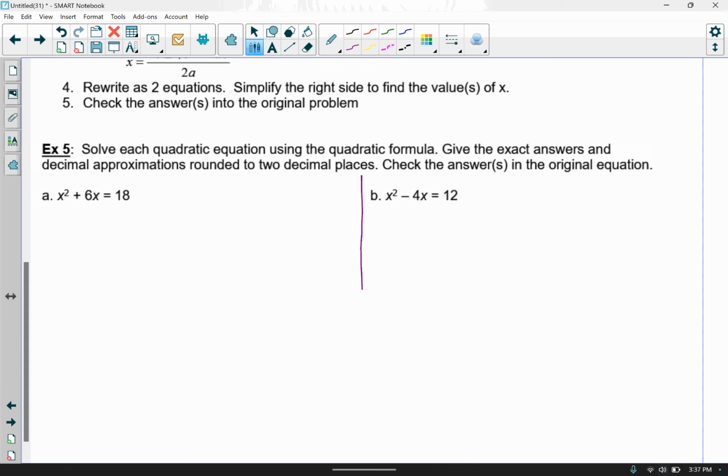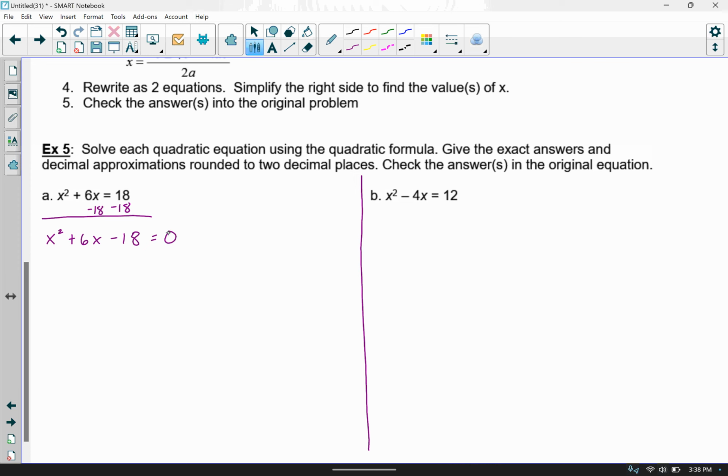All right, so if we're coming over here to letter A, I want to solve using the quadratic formula. I need to get it equal to 0, and I know that because I got x squared and an x. So I'm going to pull that 18 over. So now I have x squared plus 6x minus 18 equal to 0.